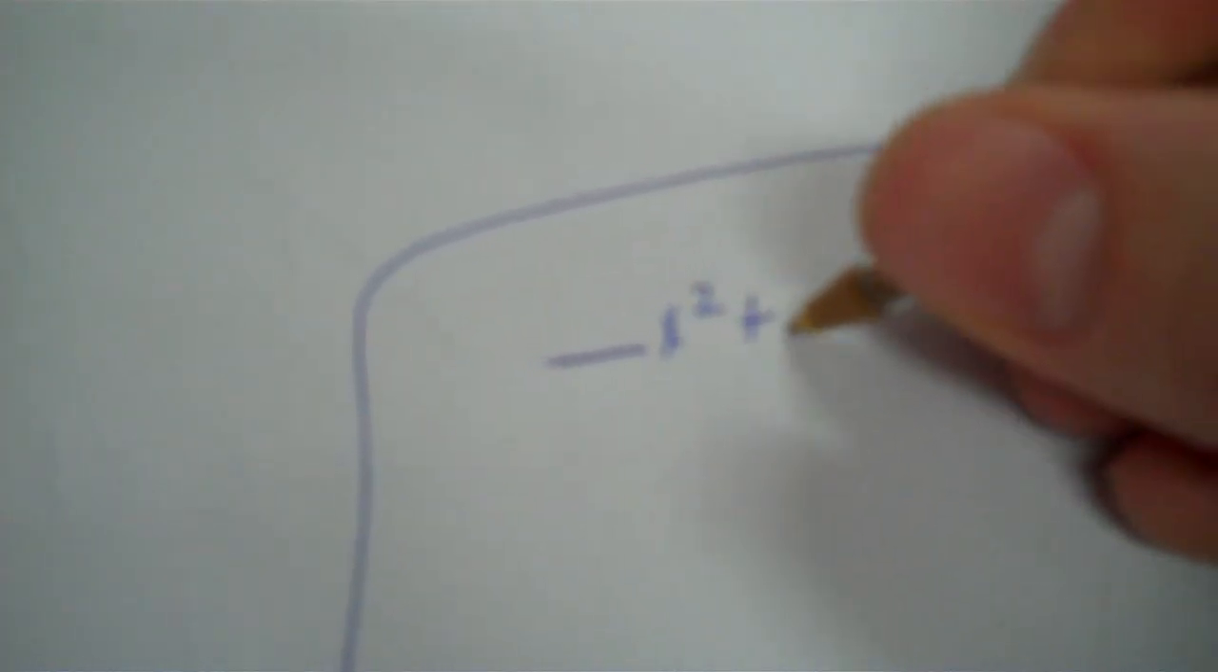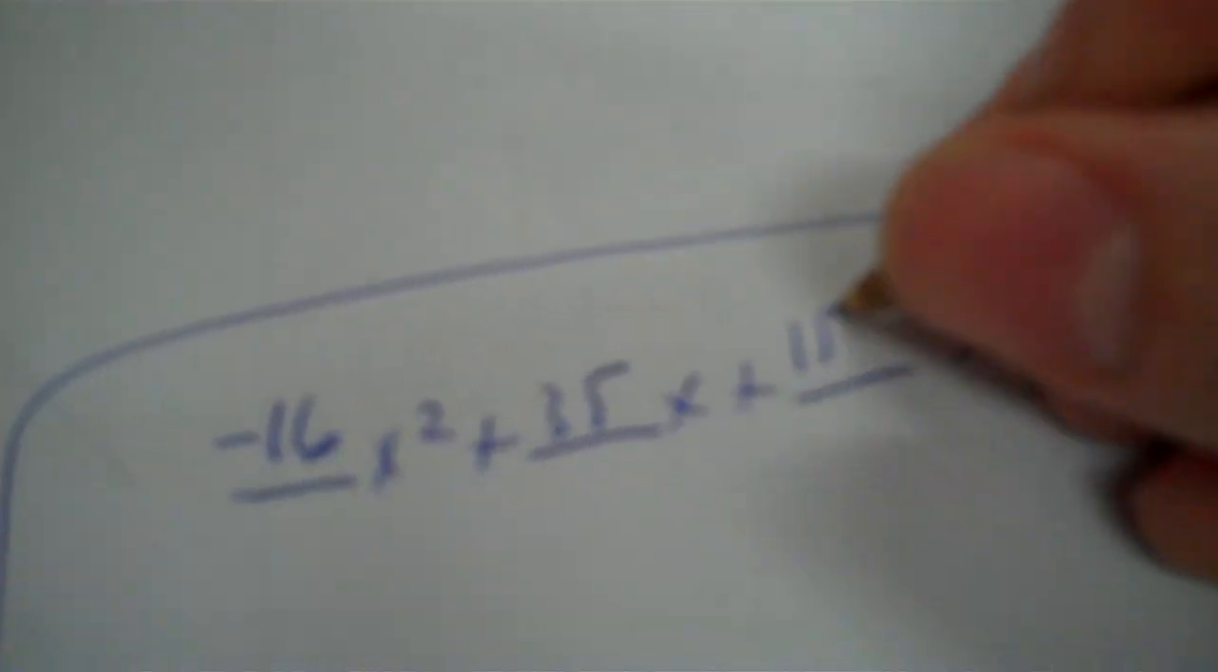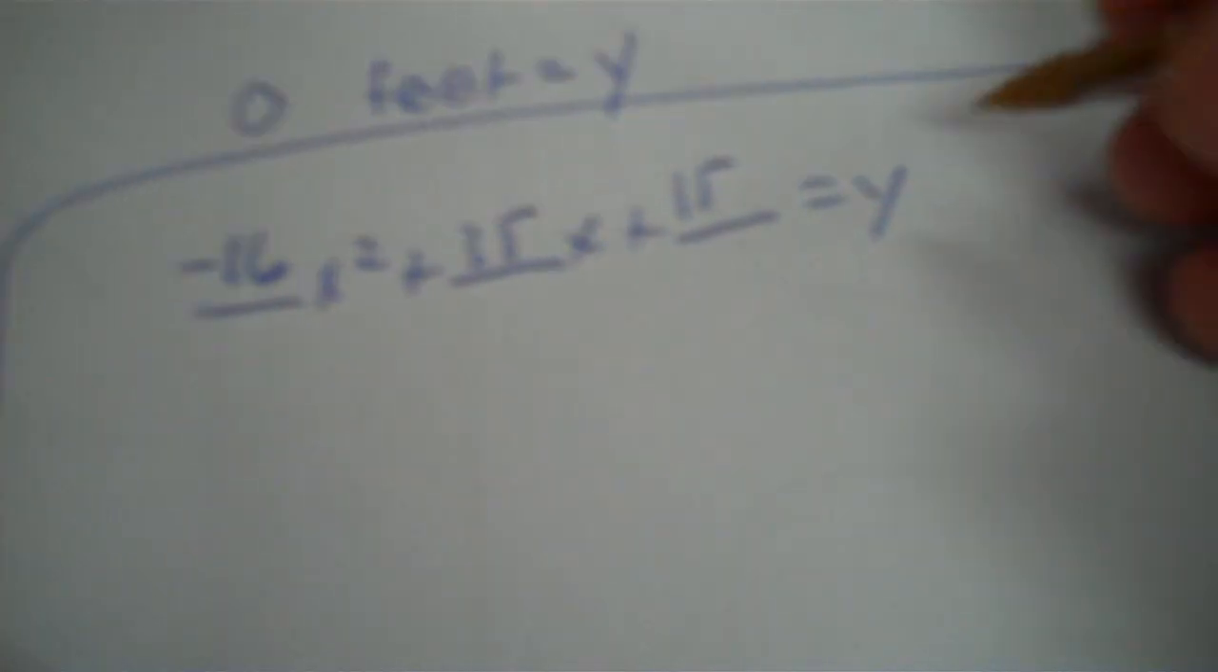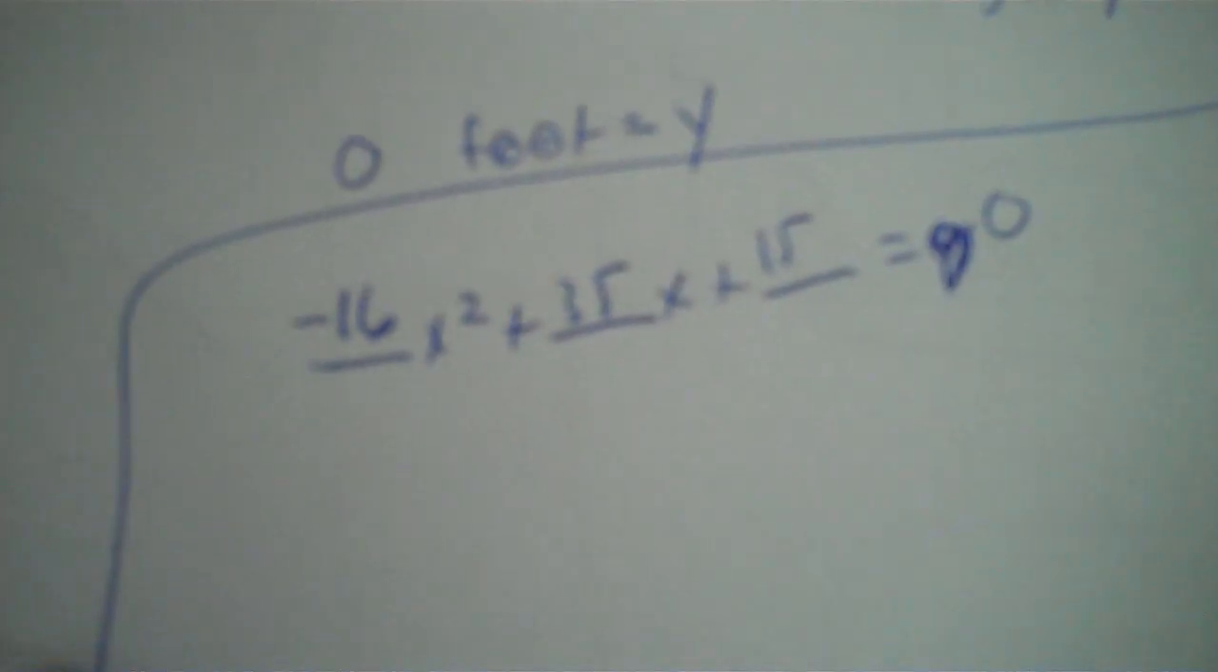Okay, so we line up our equation, so x to the second plus x plus constant equals y. So negative 16, 35, and then 15. So 0 feet. Feet is equal to y, so we put 0 in for y. And then I have to solve for x.